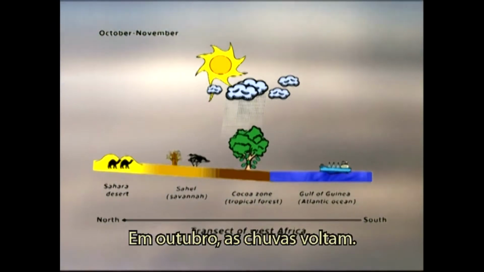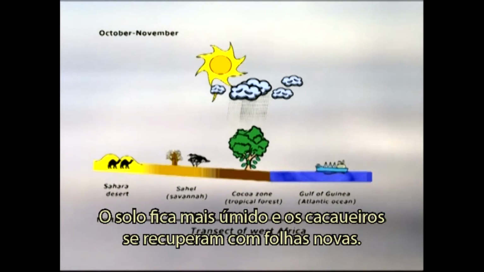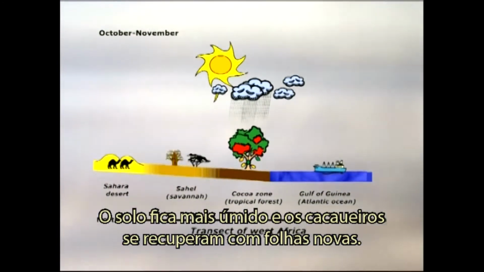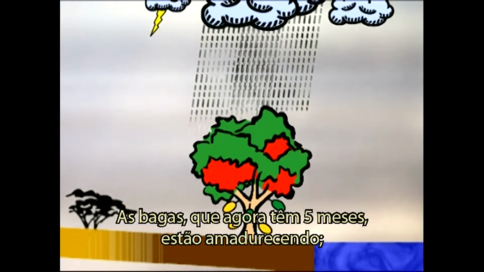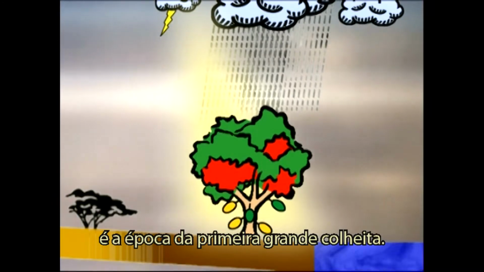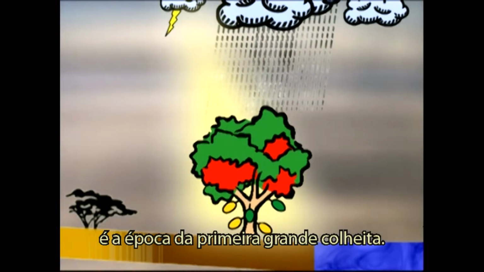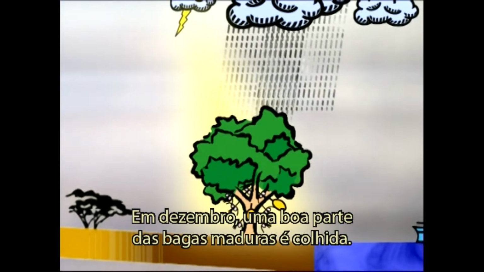In October, the rains come back. Soil moisture increases, and the cocoa tree recovers from the past water stresses with flushing new leaves. Pods, which are now 5 months old, are getting ripe. It's the time for the first main crop harvests. In December, a good part of the ripe pods is harvested.